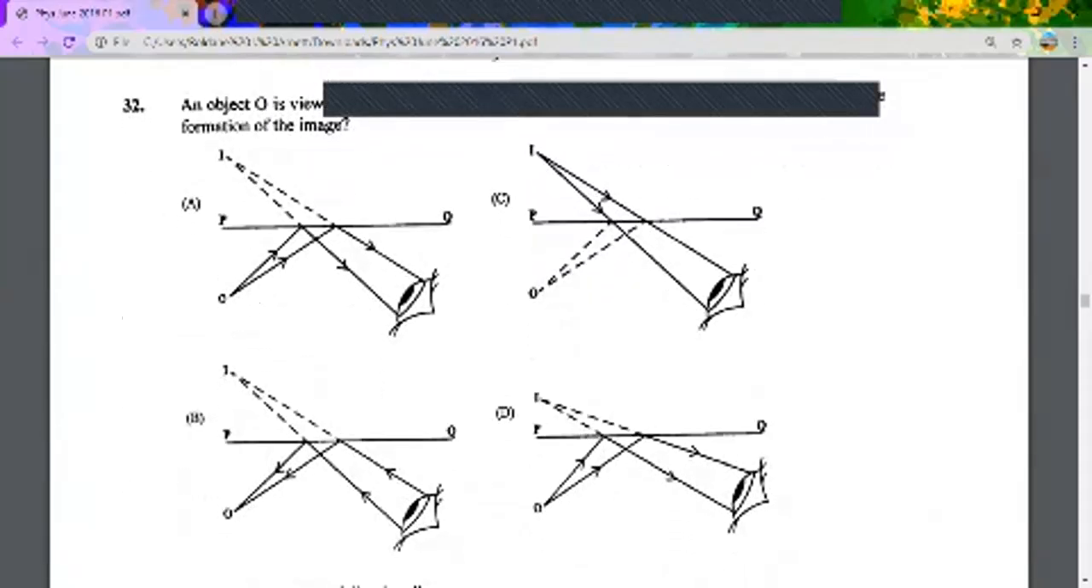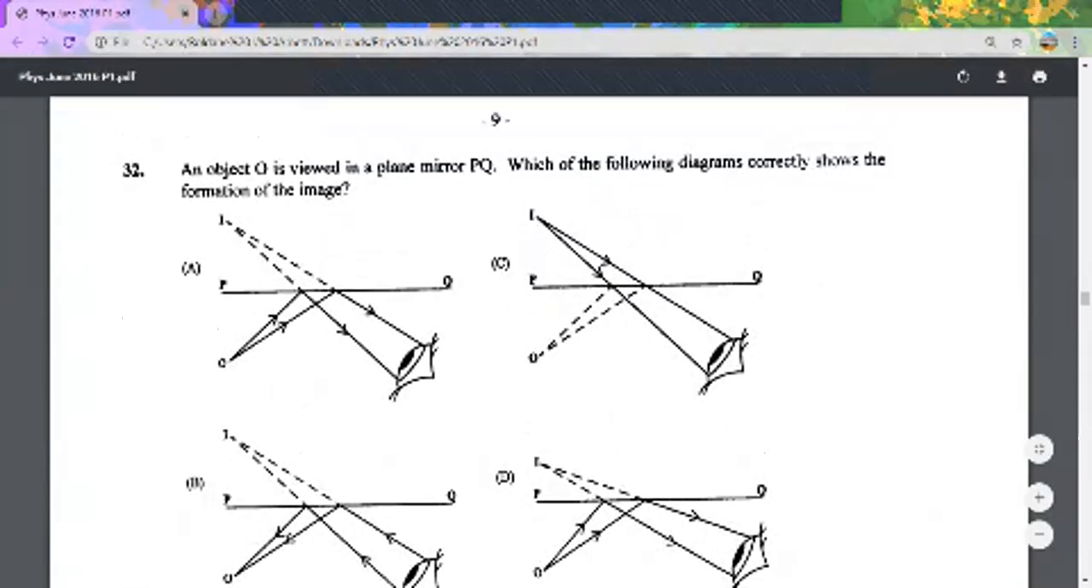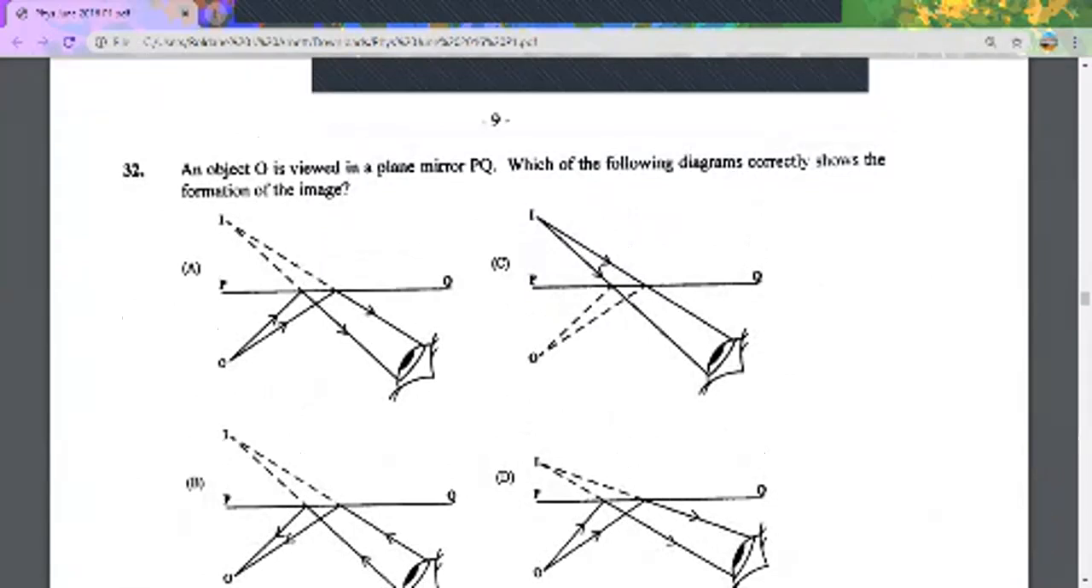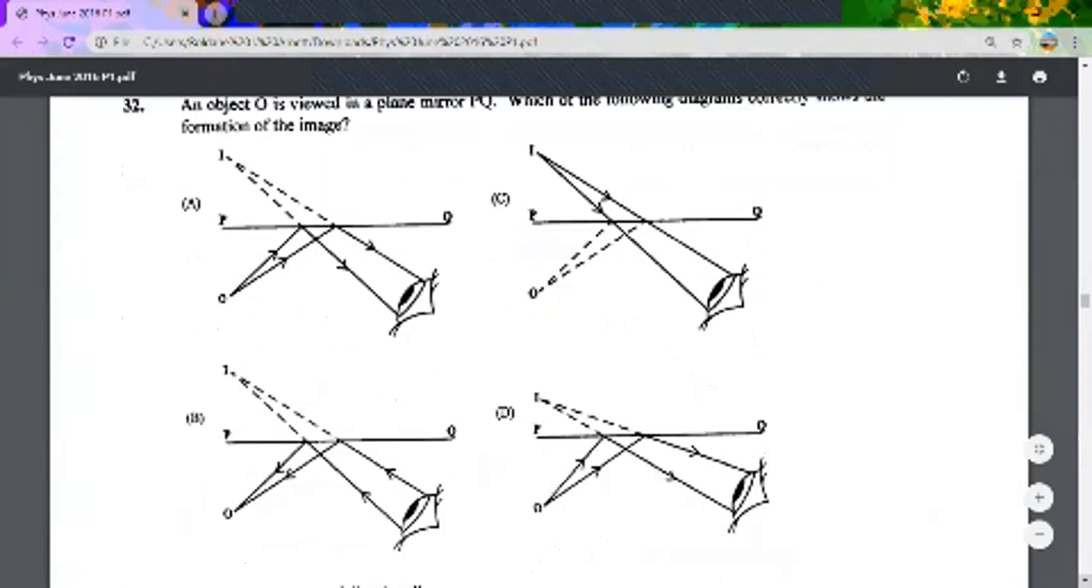On to 32. This one looks nice. An object O is viewed in a plane mirror PQ. Which of the following diagrams correctly shows the formation of the image? First of all, let us look for the image that has both depth and the arrows arranged correctly. So let's look at A.